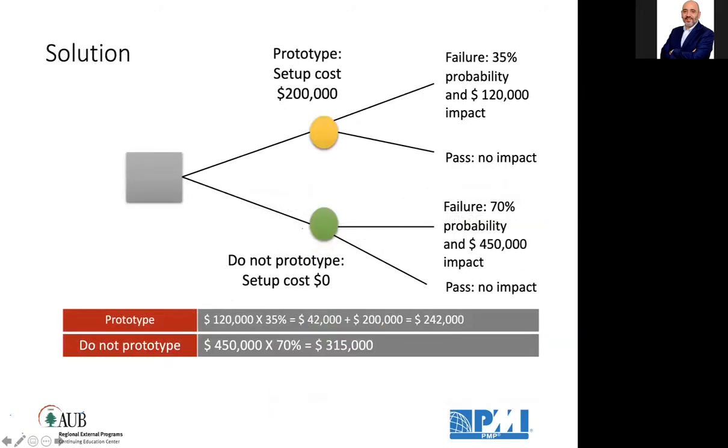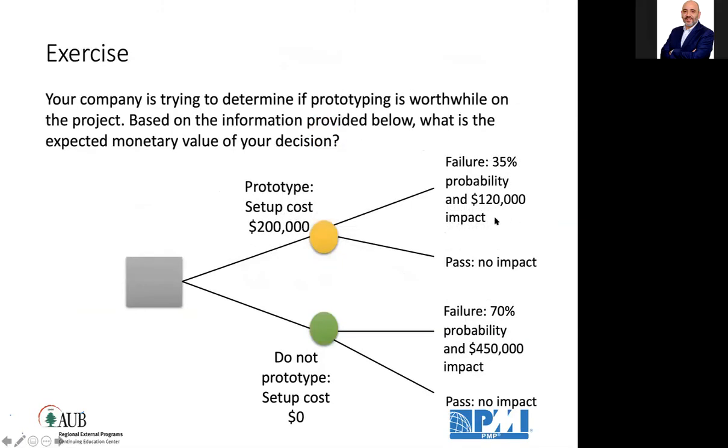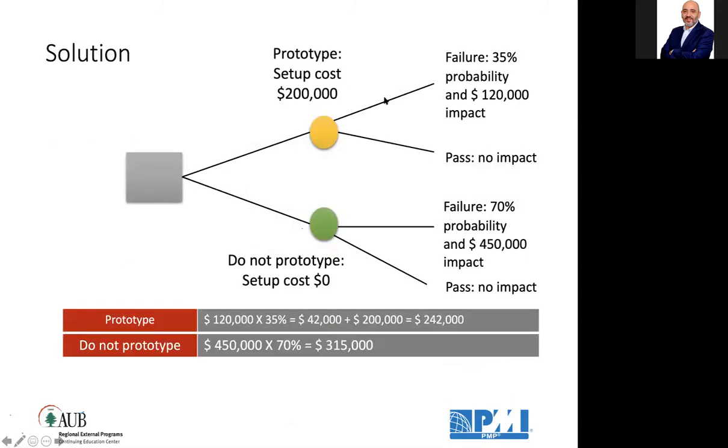Great. So this is the solution. If I'm going to prototype, I have 35% probability and the impact of $120. So 0.35 times 120 equals 42,000. But I need to add the cost of prototyping, which gives 242,000 cost impact if we failed in the prototype. If we pass, no impact.